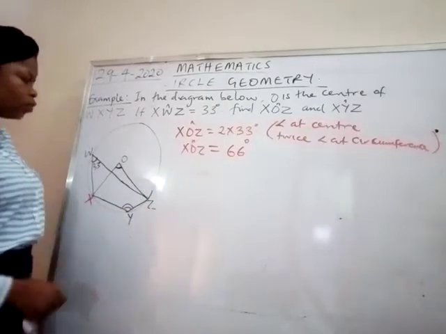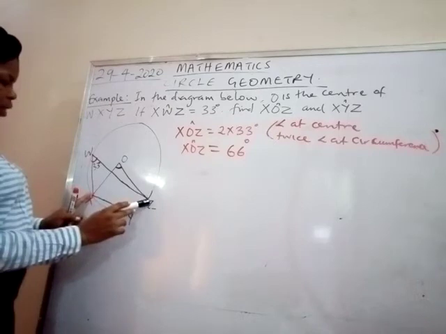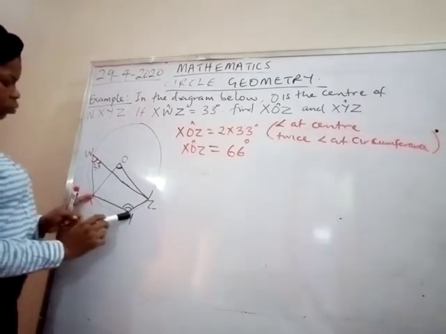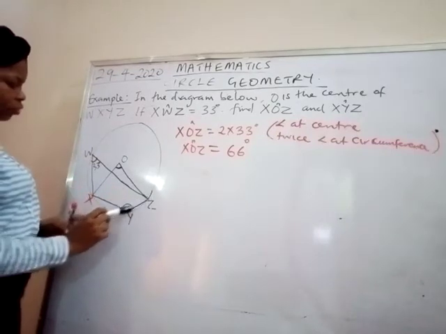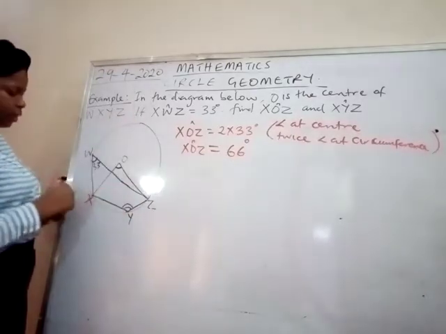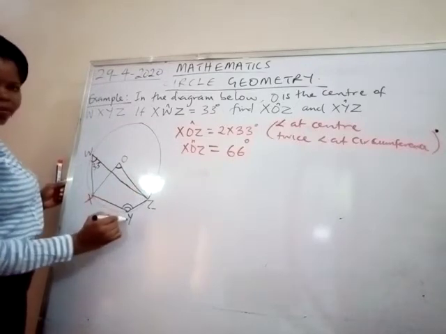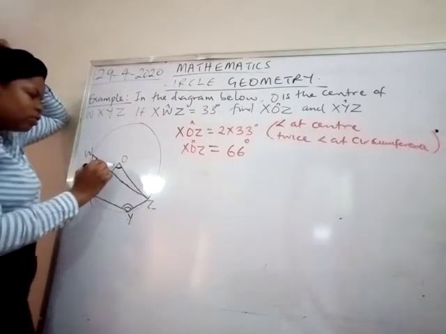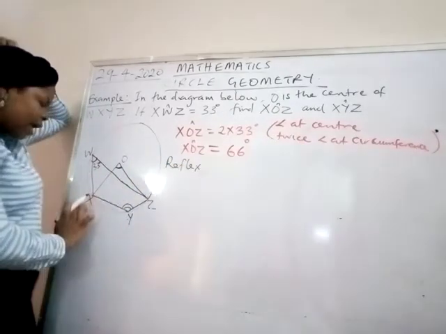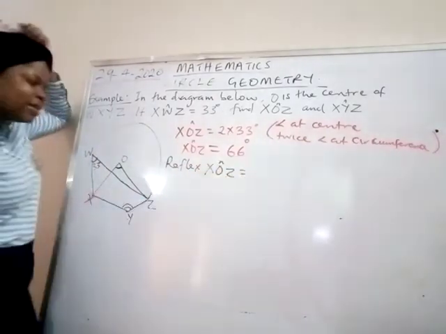Now, to get the angle at Y, we need to know where this angle at Y is coming from. There is a straight line from this X to Y, and there is a straight line from this Z to Y. And that angle is subtending this big arc here. The big arc, look at my hand. This big arc subtends to this circumference here. So, meaning that I need to get the reflex angle. Reflex of this angle, XOZ. And what is the reflex angle?